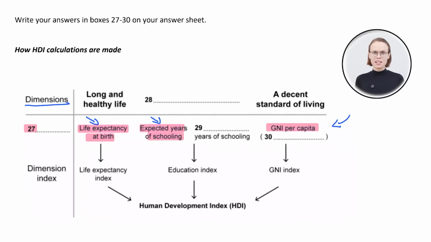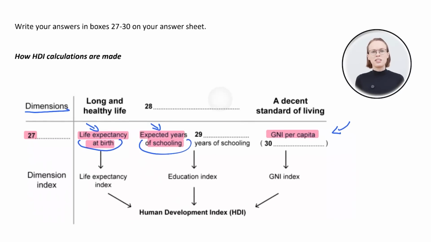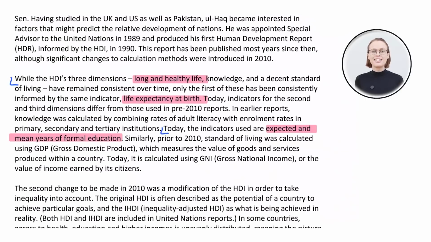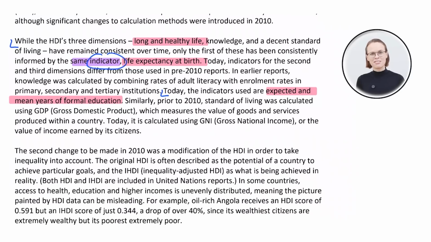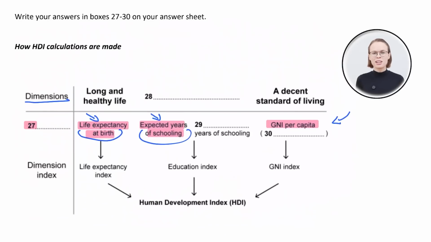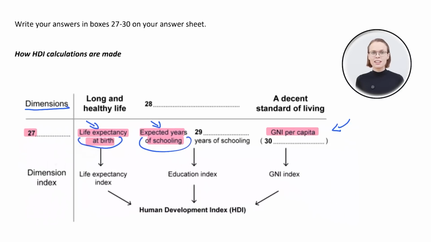So what are life expectancy at birth and expected years of schooling? How can we describe them with one word? Let's again take a look at the passage. You can see that it says has been consistently informed by the same indicator, life expectancy at birth. So life expectancy at birth is an indicator. And also here it says, today the indicators used are expected and mean years of formal education. So these are also indicators. So life expectancy at birth and expected and mean years of formal education, which is paraphrasing for expected years of schooling, are indicators. So I'm going to write down indicator here.